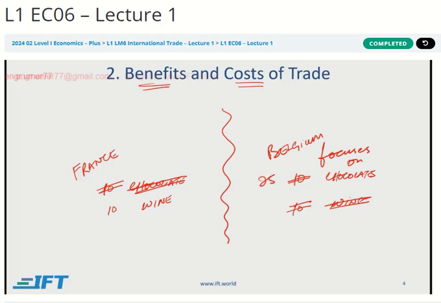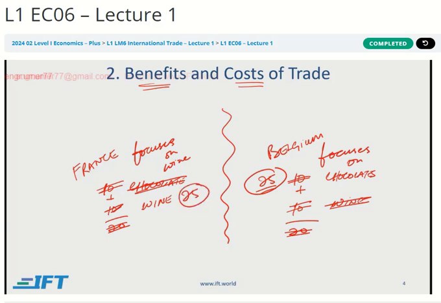France focuses on wine, and instead of a total of 20 units, earlier obviously they were both making a total of 20, 10 plus 10 each, but now Belgium is making chocolates only, and they are specializing in chocolates, and they can make more than they were earlier able to make overall. And France makes only wine, and they are able to make, let's say, 25 bottles of wine.